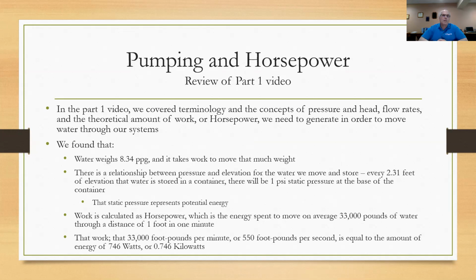For example, we found that water weighs 8.34 pounds per gallon, and so it takes work to move that much weight of water somewhere. The number of gallons we have times 8.34 is going to tell us the pounds of water we have to move. We found that there's a relationship between pressure and elevation for the water we move and store. Every 2.31 feet of water elevation that we have, we're going to have 1 pound per square inch pressure at the base of that container.